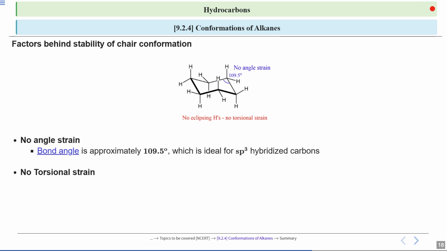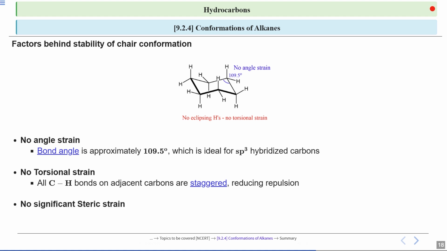and torsional strain. Now, the staggered arrangement means that the bonds are as far apart as possible, minimizing repulsion. So this is similar to how people might sit in a room to avoid bumping into each other, ensuring comfort and stability. Next, finally, we can say that the chair form also avoids significant steric strain. The hydrogens are well spaced, meaning there is no crowding or clashes between the atoms. So this lack of steric hindrance further stabilizes the molecule.